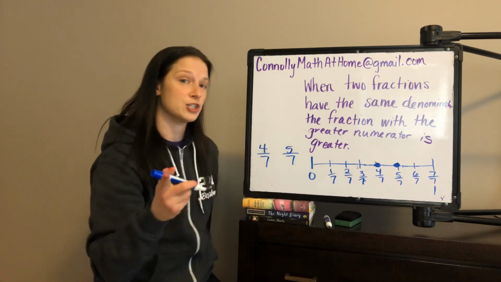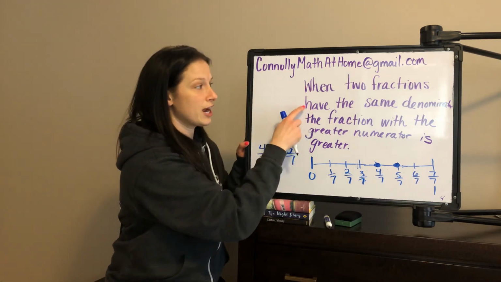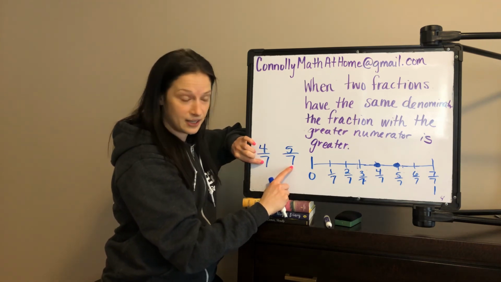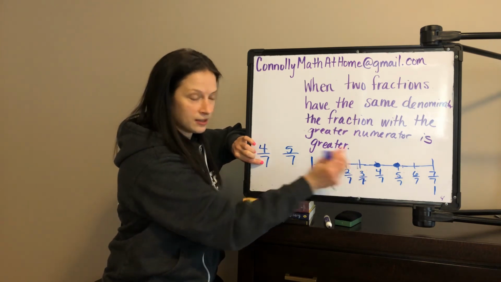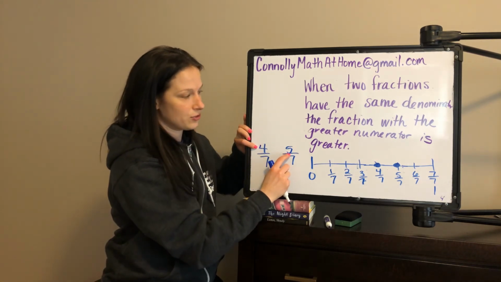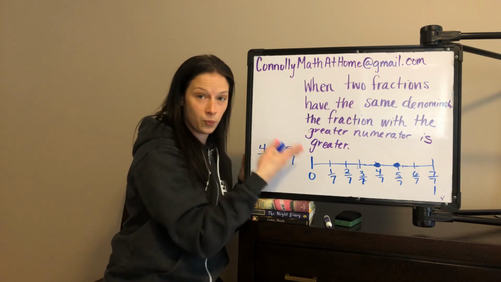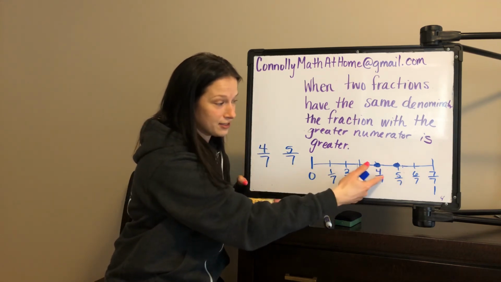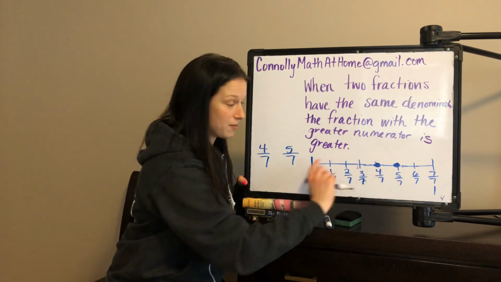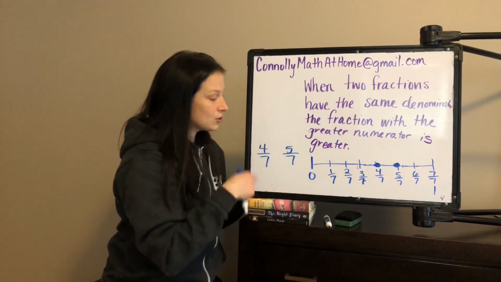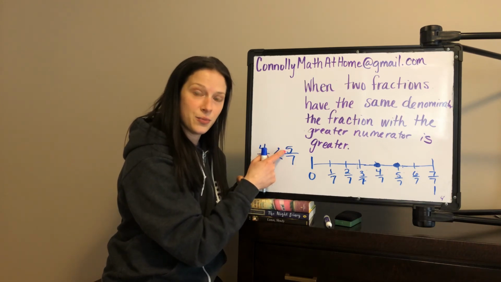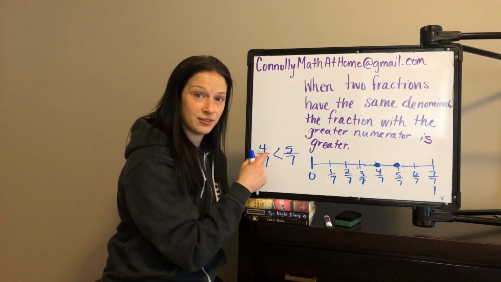So let's see if our conjecture is true. When two fractions have the same denominator. Do they have the same denominator? Yes. They have the same size pieces? Of course, they're on the same number line. The fraction with the greater numerator is greater. So, which one is greater? 5/7 or 4/7? You can clearly see that 5/7 has a greater distance from 0. So, the fraction with the greater numerator is greater.